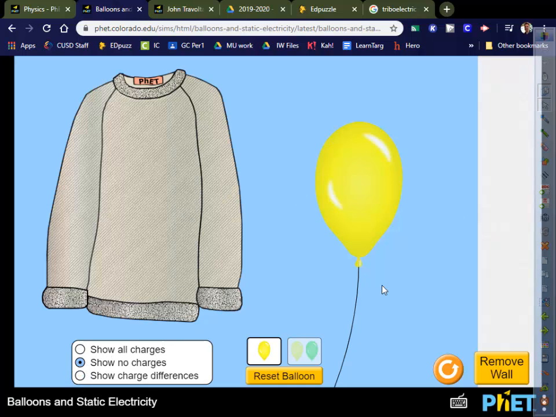So what I want you to do is make a prediction. I'm clicking and holding on to the balloon right now, and I want you to move the balloon over to the sweater, rub the sweater, and then move the balloon away, and then let go of the balloon. Go ahead and do that, and then tell me what happened to the balloon after you rub the balloon to the sweater and then let go of the balloon. Alright, so if you do this correctly, what you'll see is when I let go of it, the balloon is attracted to the sweater.